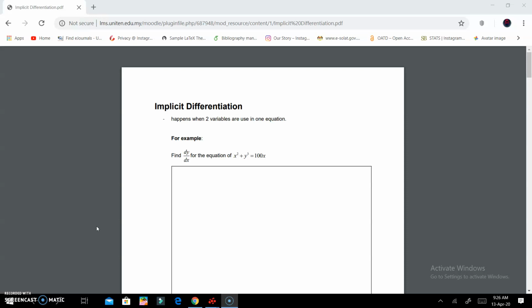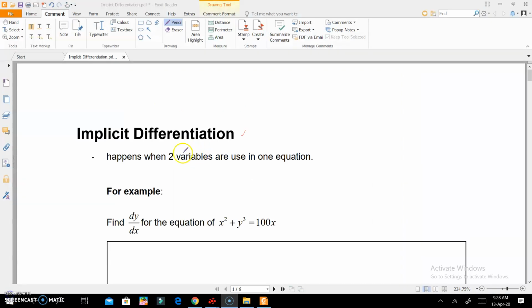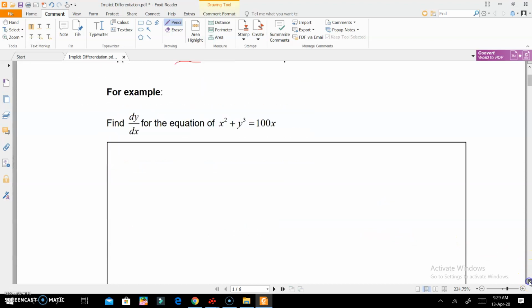So in this video we are going to go for the next part of differentiation, where we are going to discuss the implicit differentiation techniques. In implicit differentiation we are going to see two variables used in one equation. If you read the sentence there, you can see that it mentions you are going to deal with two variables. So let us go into the example.